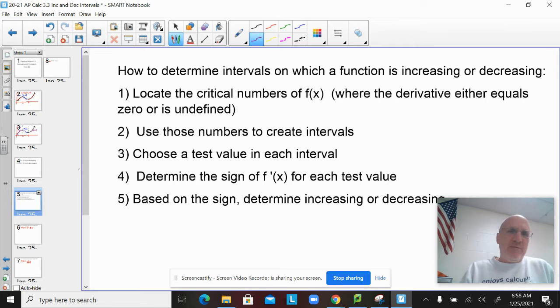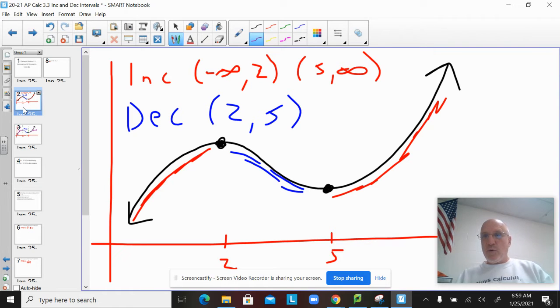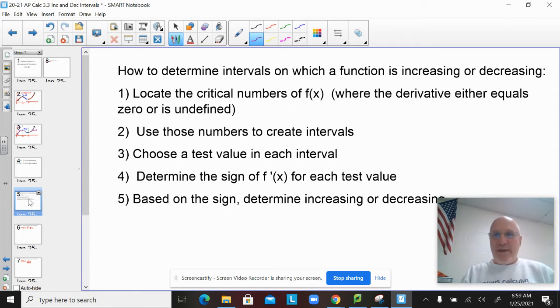Step two says use those numbers to create intervals. What I mean by that is, actually, go back to my picture here. My critical numbers were 2 and 5. So we're going to take the entire number line from -infinity to infinity and break it into intervals using the critical numbers as boundaries. So if my critical numbers were 2 and 5, my intervals would be from -infinity to 2, and from 2 to 5, and from 5 to infinity. So we're going to create intervals based on these critical numbers. And then it says choose a test value in each interval. We're going to take each interval, and we're just going to pick any x value in the interval.